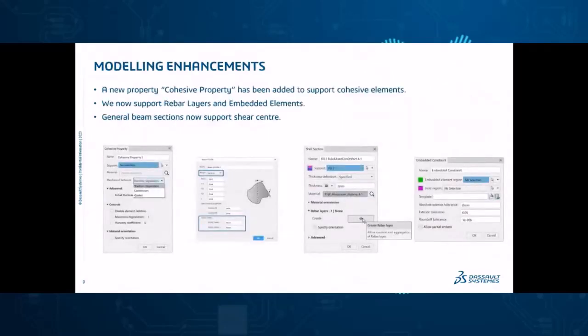Some modeling enhancements of note. Firstly, the cohesive property addition. All the behavior for classical cohesive properties is now available in the UI for cohesive elements. Additionally, we have the definition of beam shear center for general beam sections, as well as beam offset for non-general beam sections relating to the 1 and 2 axis.